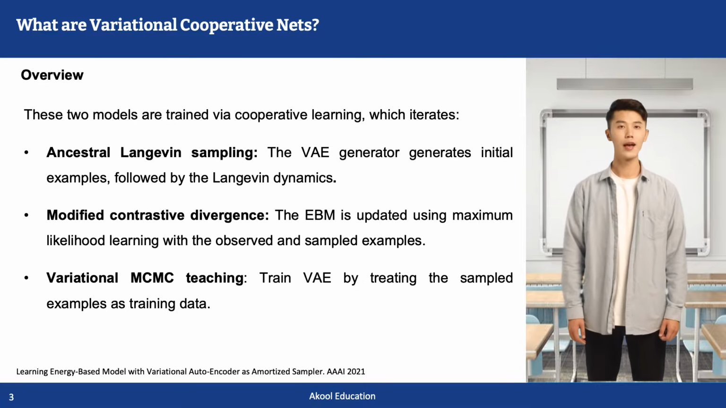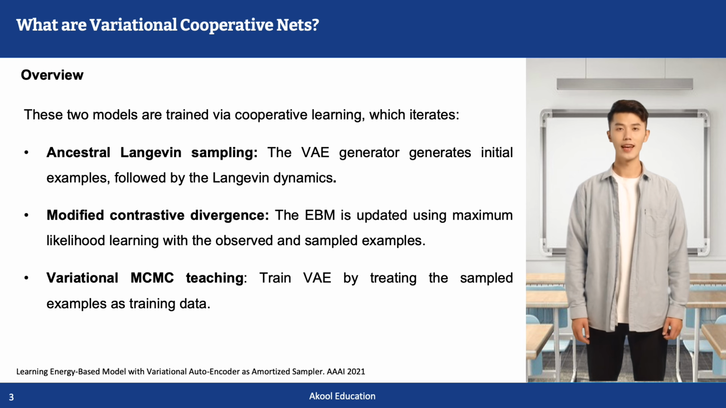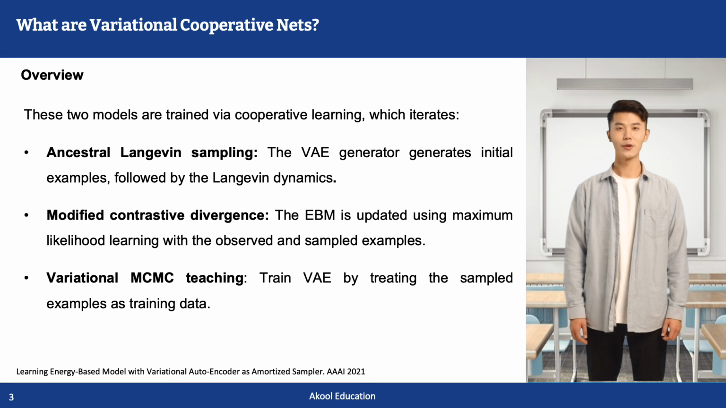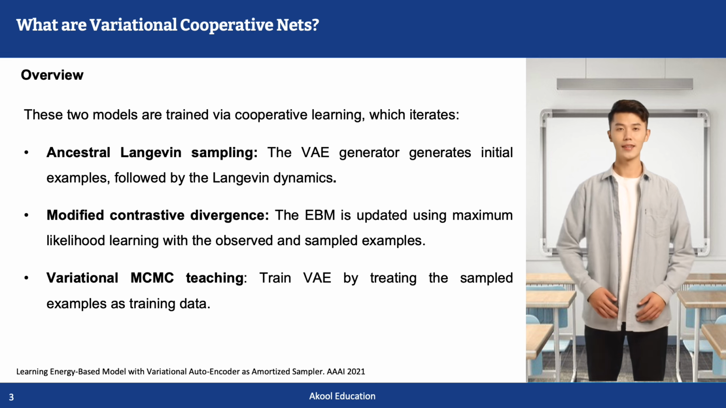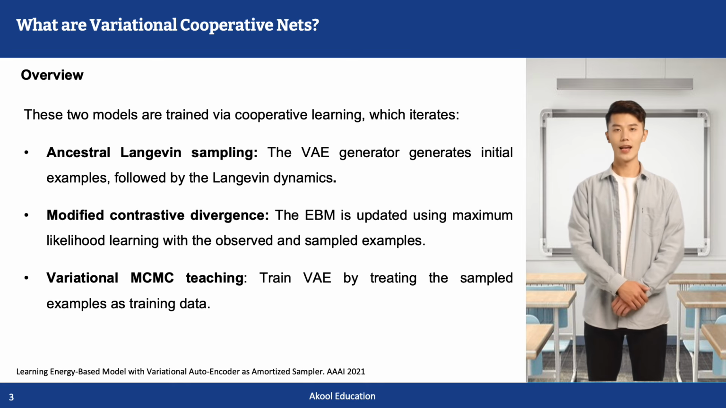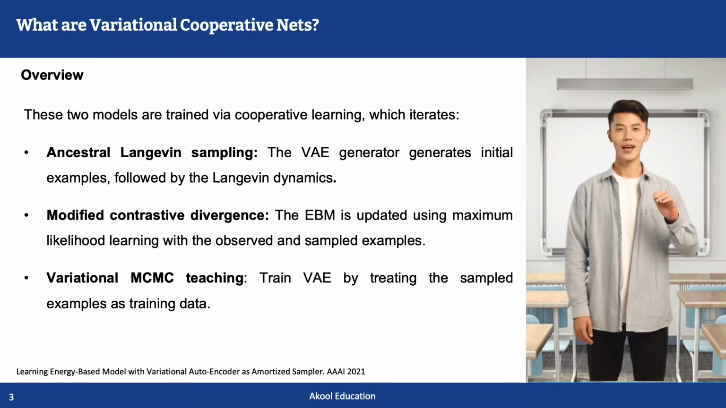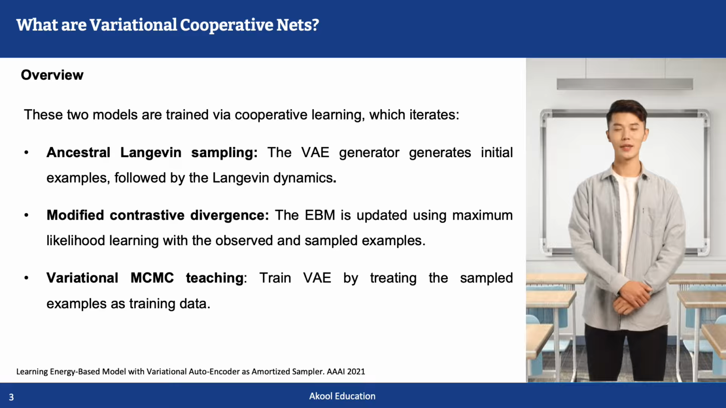Here's an overview of how the framework works. The energy-based model is learned with the help of a variational autoencoder that acts as an amortized sampler. The training algorithm iterates the following three steps. The first step is ancestral Langevin sampling. In this step, the model generates samples through the variational autoencoder, followed by a finite step of Langevin dynamics.